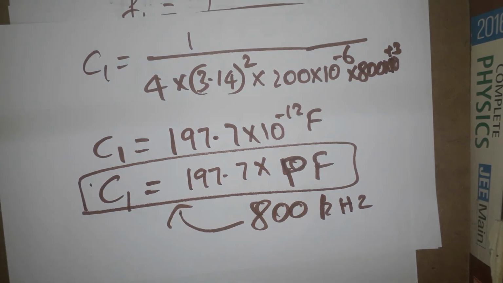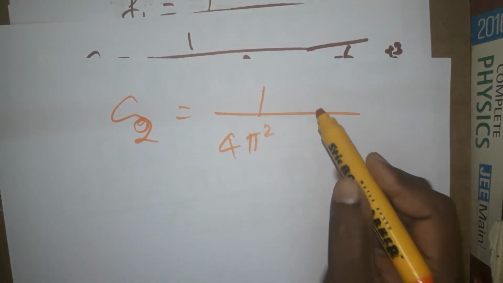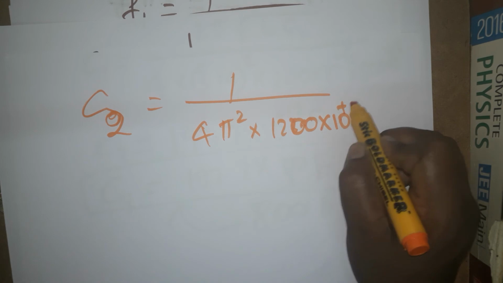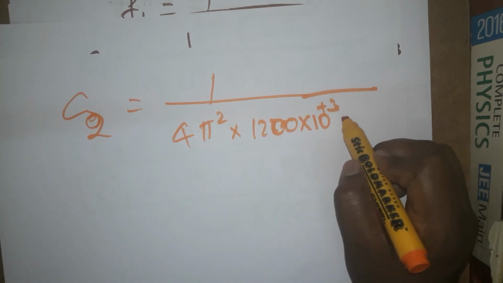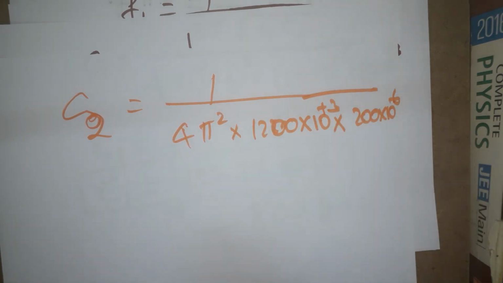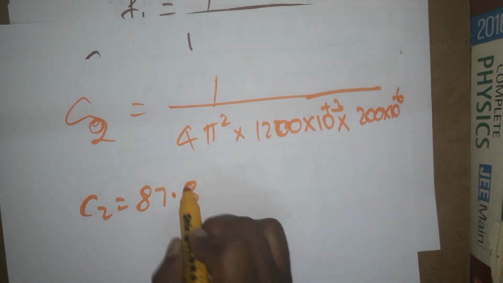Actually, the capacitor we can call a tuner, a radio tuner. Now I am going to calculate the C2 value, the second capacitance required. That is the actual question. C2 is equal to 1 divided by 4 pi square, which is 3.14, and 1200 kilohertz, 1200 kilo is 10 power plus 3, and inductance 200 micro, 10 power minus 6. Doing this calculation, C2 is 87.8 picofarad.